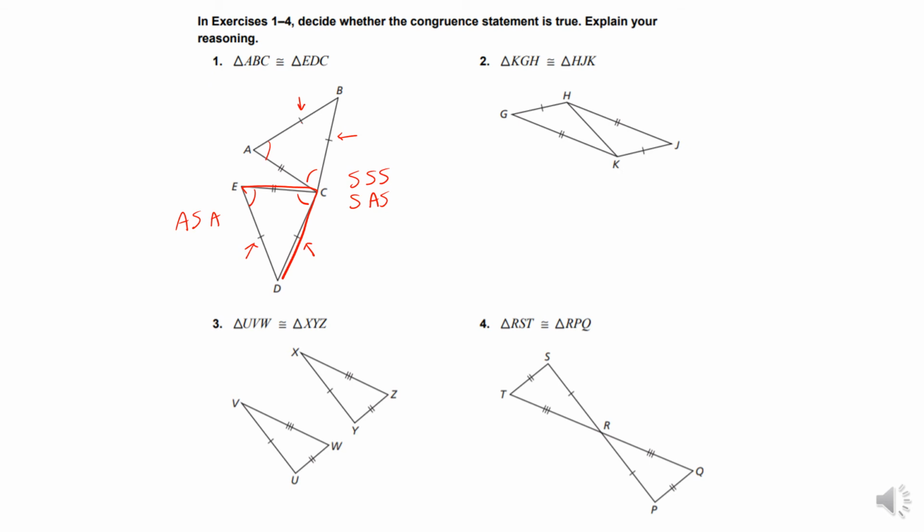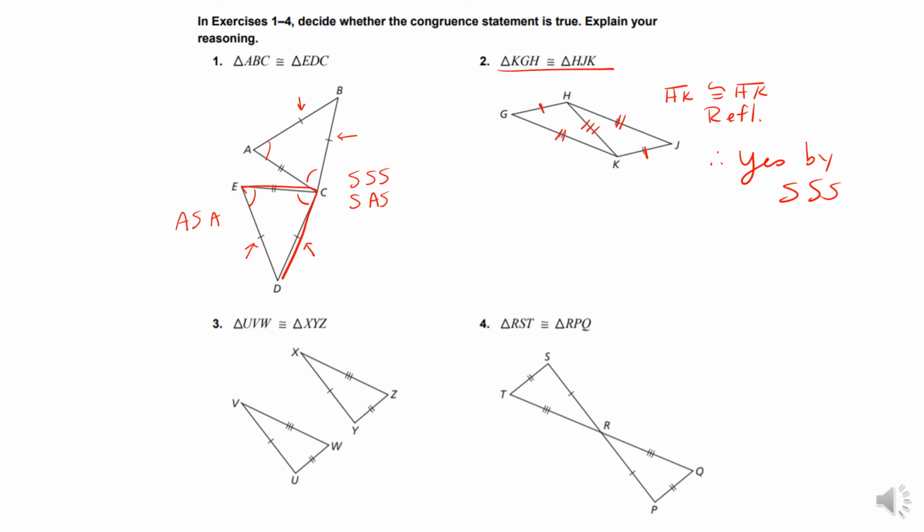Okay, so let's look at this one. We've got GH is congruent to JK. We've got GK is congruent to HJ. Can we prove any of these angles are congruent? No, because it doesn't say that the sides are parallel, but we can say that HK equals itself by the reflexive property, and therefore it's true by side, side, side. Okay, so this is true.